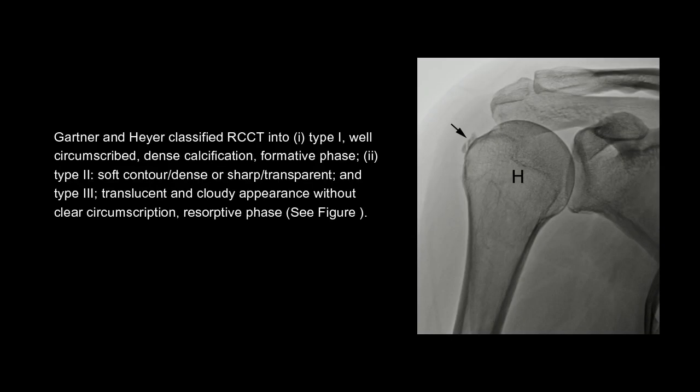Gartner and Heyer classified RCCT into Type 1, well circumscribed, dense calcification, formative phase; Type 2, soft contour, dense or sharp, transparent; and Type 3, translucent and cloudy appearance without clear circumscription, resorptive phase. See figure.